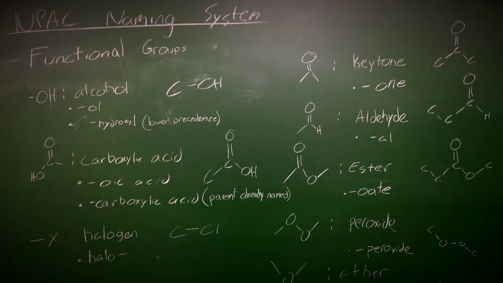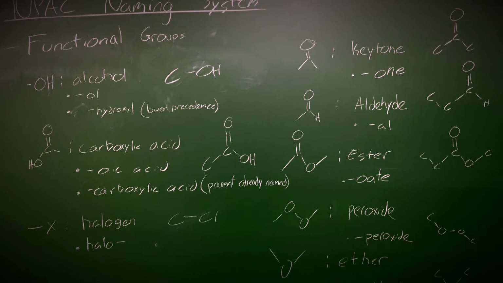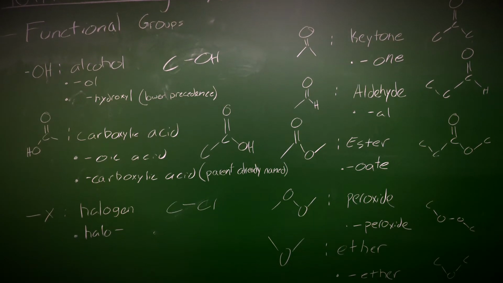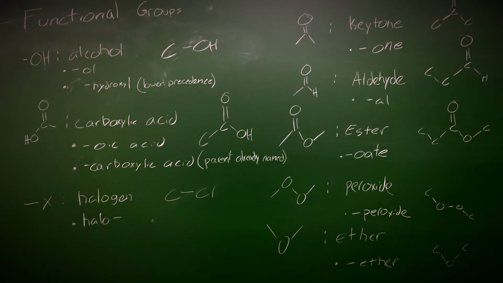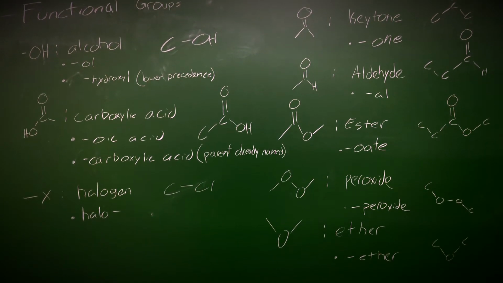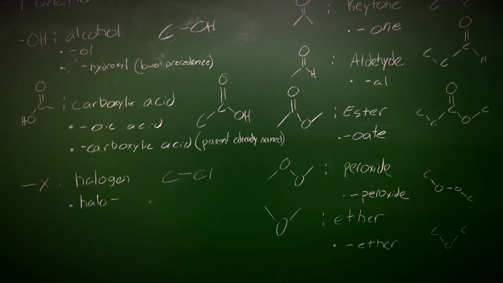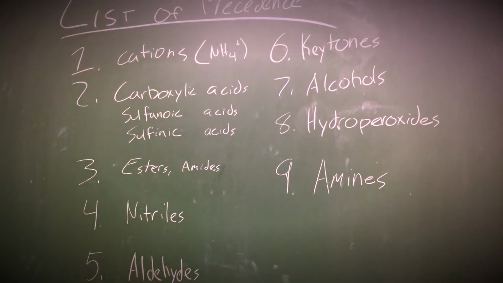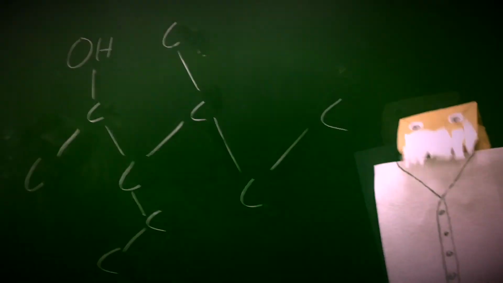In IUPAC, these functional groups are abbreviated and are used as prefixes or suffixes to a compound's nomenclature. For example, alcohol would have the suffix -ol, as in ethanol, and halogens would have a prefix based on their names, such as chloro in trichloromethane, aka chloroform. Here are some examples of functional groups with their prefixes or suffixes. Here is a simple list of precedents from IUPAC that states in which order functional groups should be named in a compound. Now let's try naming this organic chemical.